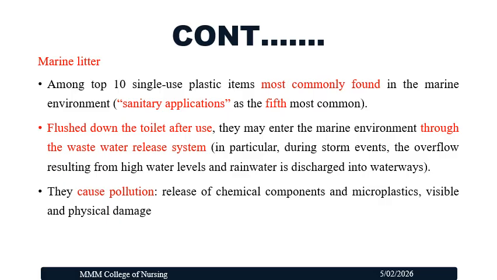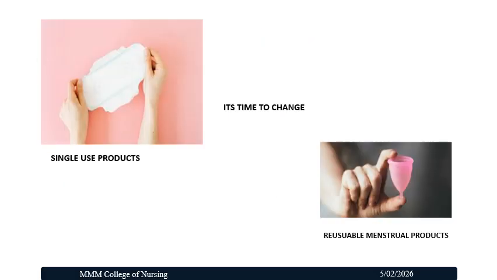In particular, during storm events there will be overflow resulting from high water levels, and rainwater will get discharged into waterways. This leads to pollution. When it gets polluted, it starts releasing chemical components and microplastics, causing visible and physical damage. So we have discussed the single-use products. Considering all these major impacts, it's time to change to reusable menstrual products.